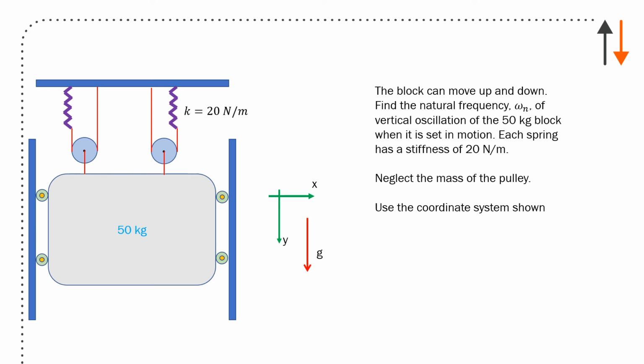Finally, it's a vibrations problem. This was quiz 5. The block can move up and down. Find the natural frequency of the vertical oscillations of the 50 kilogram block when it's set in motion. Each spring has a stiffness of 20 newtons per meter. Neglect the mass of the pulley. Use the coordinate system. So you have a mass here, you have two pulleys, same ones, with k equals 20 N/m, and you have a massless pulley over here. You have x, y, and G over here.